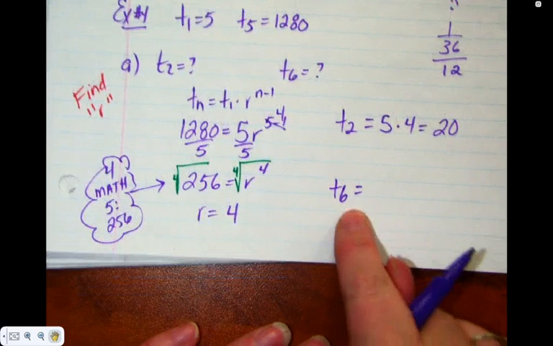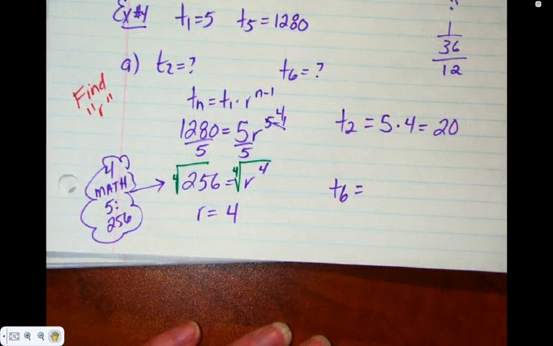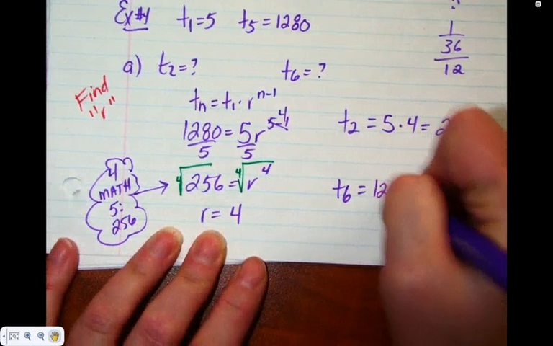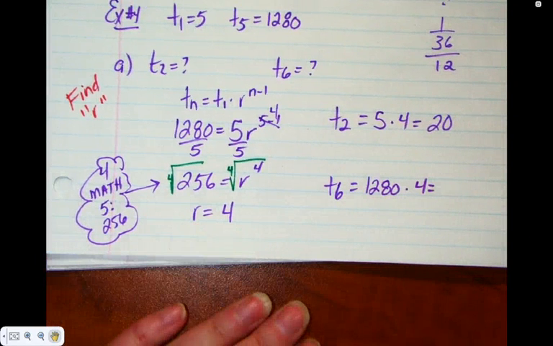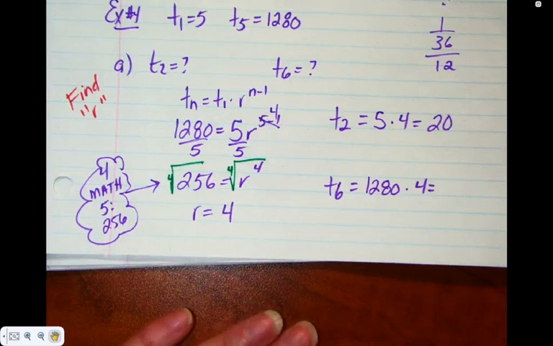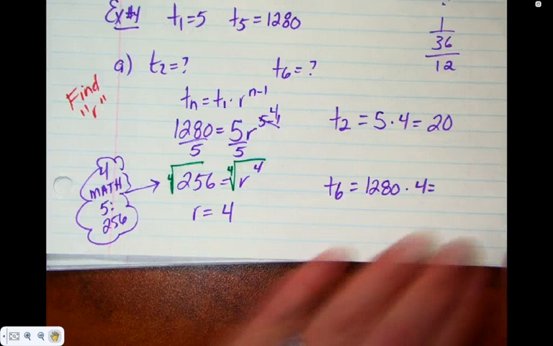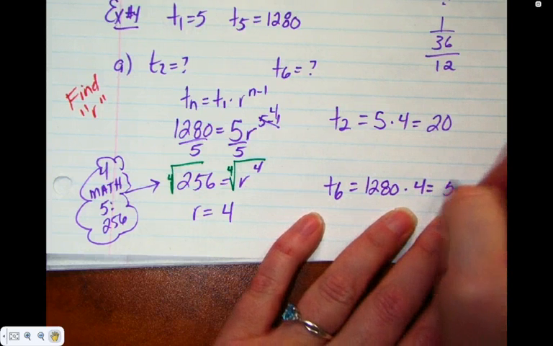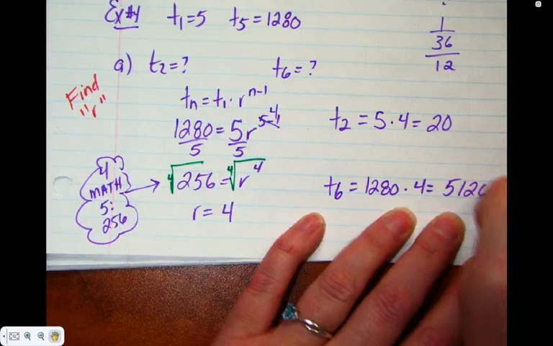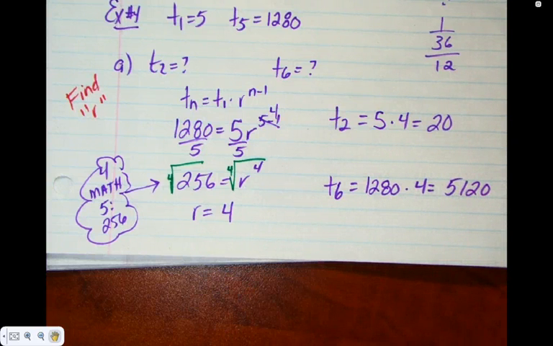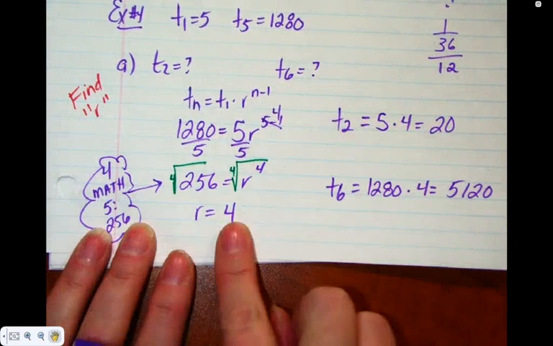How do we find T6? Take T5, which is 1280, times by R, which is 4. Offer of 5120. Confirm. Okay, so any example in the homework where you need to find R, it's going to work exactly like this. It's just going to be different numbers.